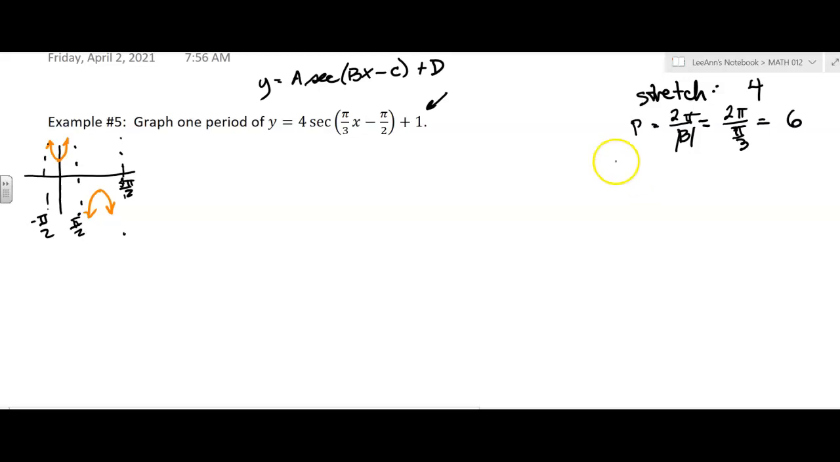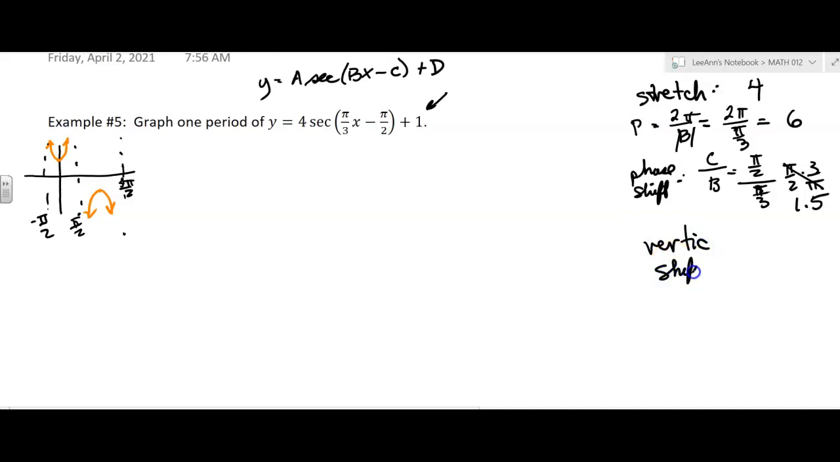And then how do we do the phase shift? This one's going to have a phase shift, and that's c over b, which in our case is pi over 2 over pi over 3. So that's pi over 2 times 3 over pi, which gets you 1.5. We'll just go with a decimal here. And finally, there's a vertical shift of up 1. By the way, this phase shift is going to the right. So we'll keep that all in mind.